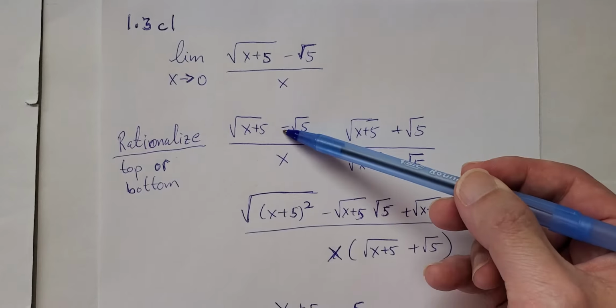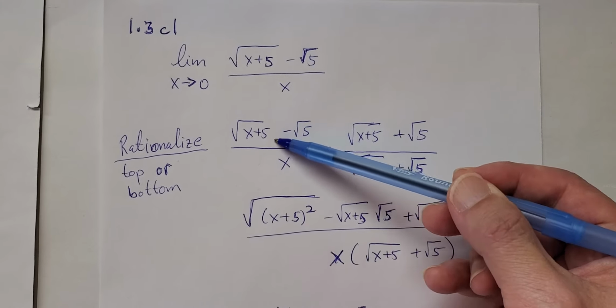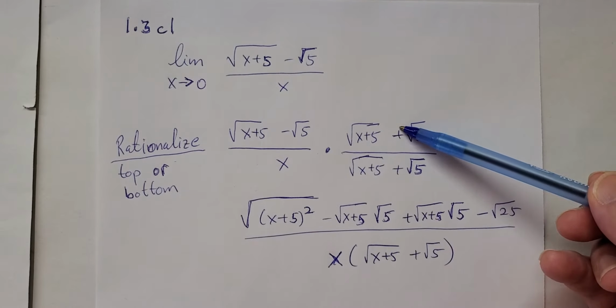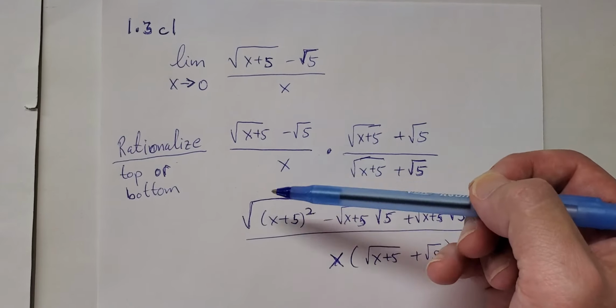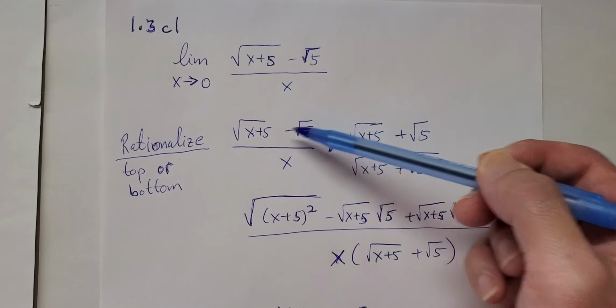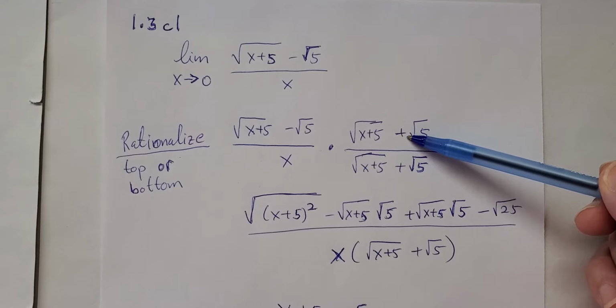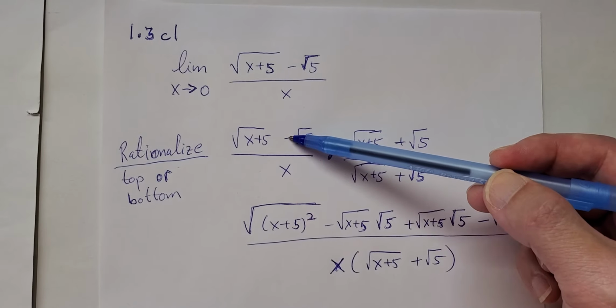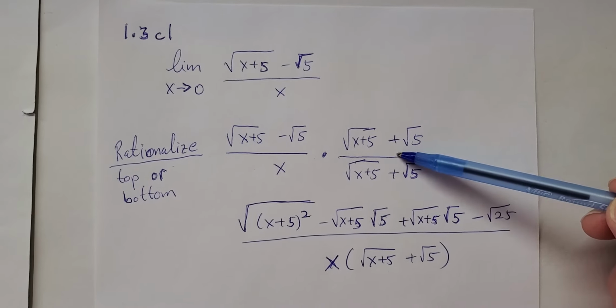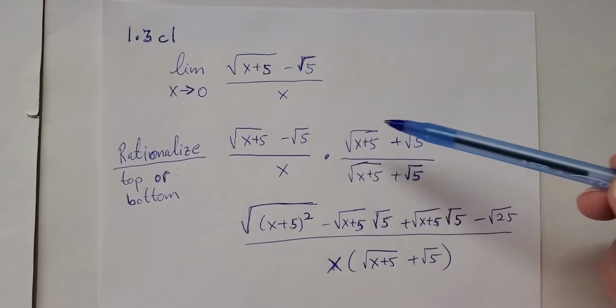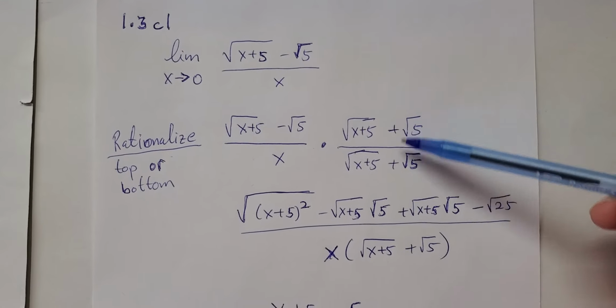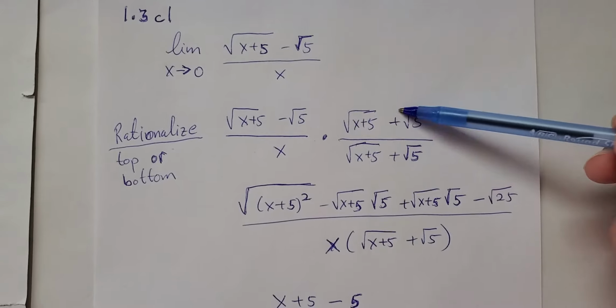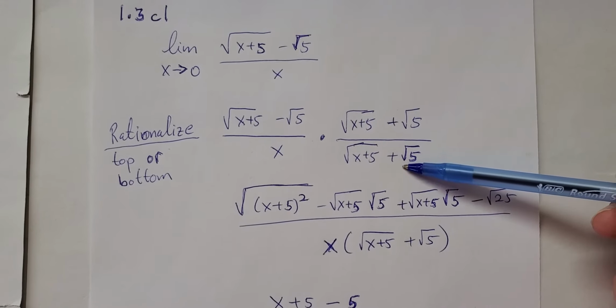However, you must change the sign. If this is minus, over here should be plus, and vice versa. If this is plus, then over here should be minus. And make sure you do it to both sides. If you do it to one side, you have to do the same to the other side.